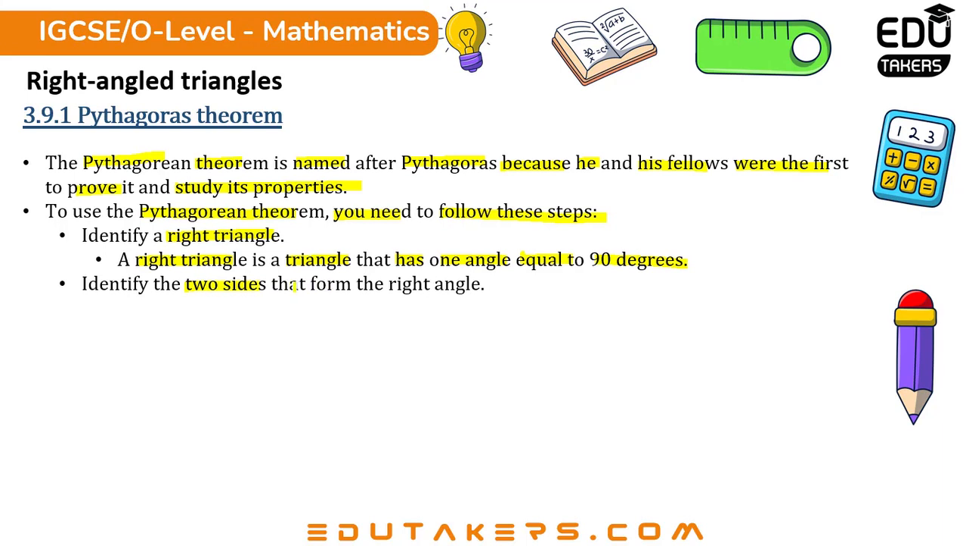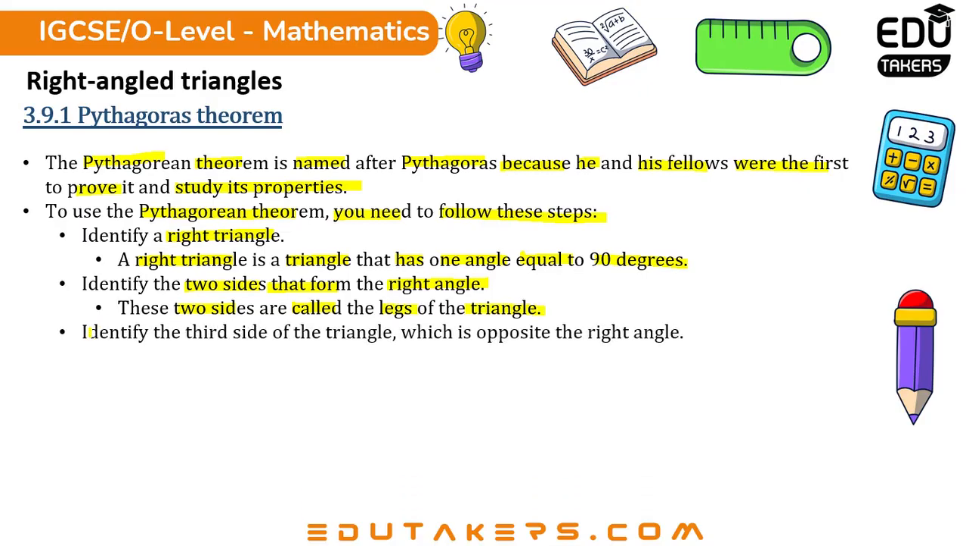Identify the two sides that form the right angle. The two sides are called the legs of the triangle. Identify the third side of the triangle, which is opposite the right angle. This side is called the hypotenuse.